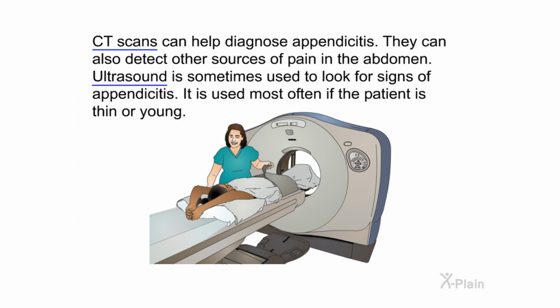CT scans can help diagnose appendicitis. They can also detect other sources of pain in the abdomen. Ultrasound is sometimes used to look for signs of appendicitis. It is used most often if the patient is thin or young.